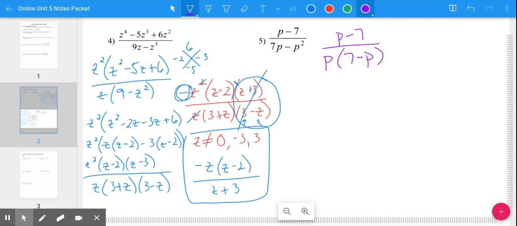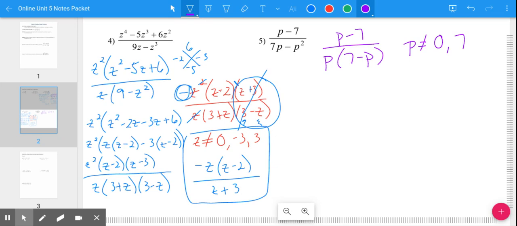So I said that one would be real quick because there was only a GCF in the bottom. So last one, we're working with variable p. We need to find our excluded values. So where exactly does that denominator equal 0? And you should be thinking 0 and positive 7, if we set 7 minus p equal to 0.